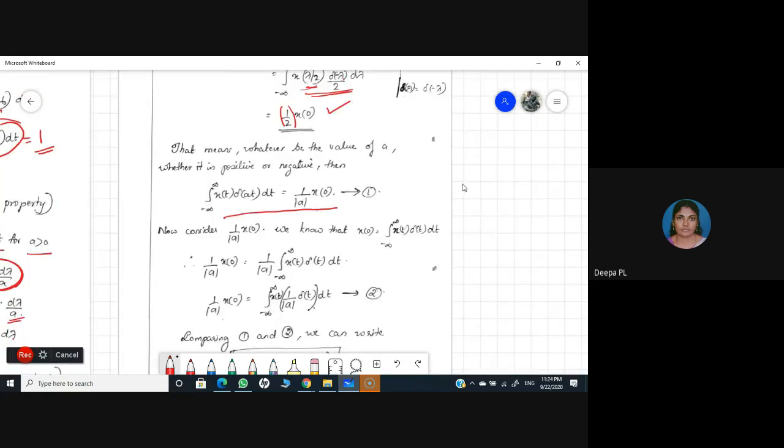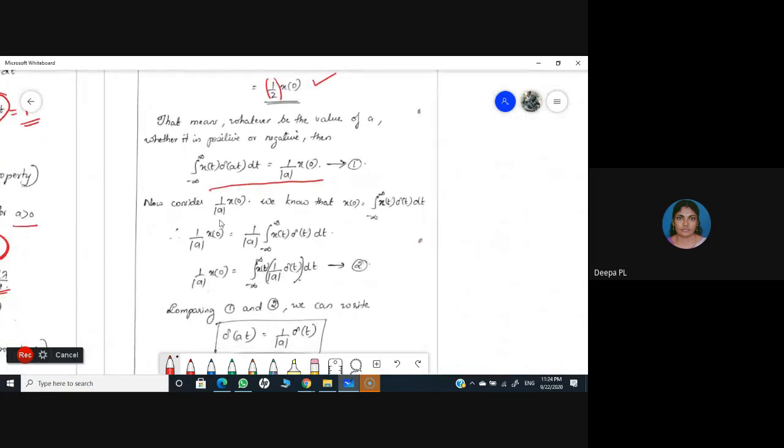Now I am going to take 1 by mod a into x of 0. We know that x of 0 can be written as the integral of x of t into delta of t dt, according to the first property, which states that the integral of x of t delta of t dt is equal to x of 0. So this I can write like this. If I take this 1 by mod a inside the integral, I can write it as the integral of x of t into 1 by mod a into delta of t dt.